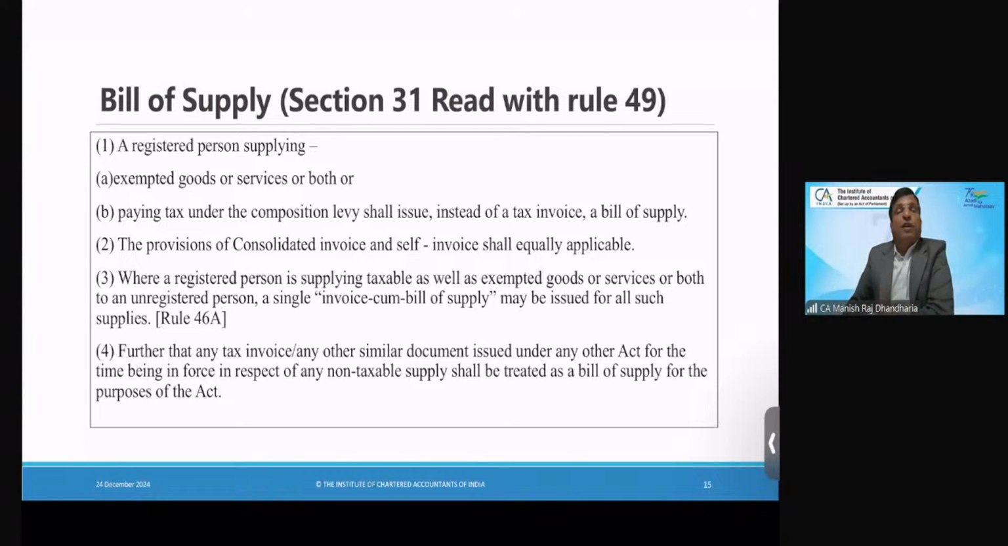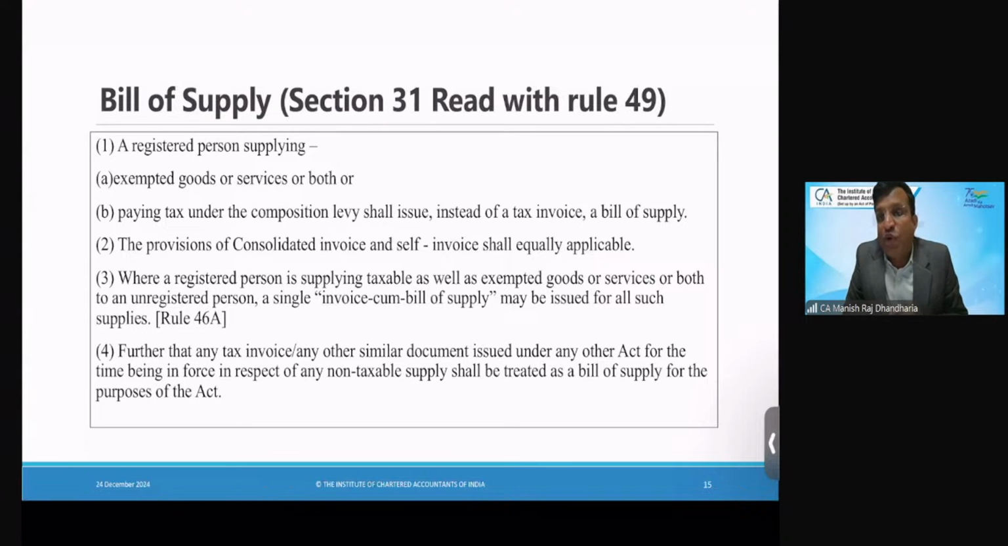When will you issue a bill of supply? If you are a registered person and you are supplying any goods which are exempt from tax, or services which are exempt from tax. There is one more case where you have to issue a bill of supply: when you are paying tax under the composition levy. Have you all done the composition levy? Anyone? Yes, done. Tick. Okay.